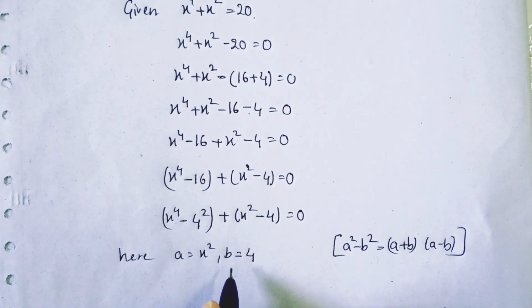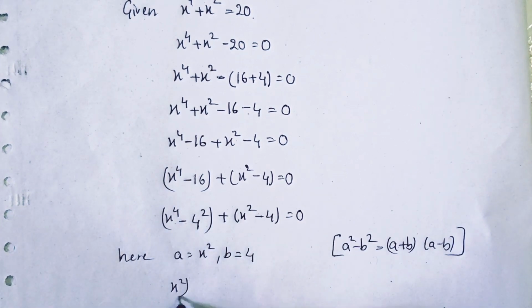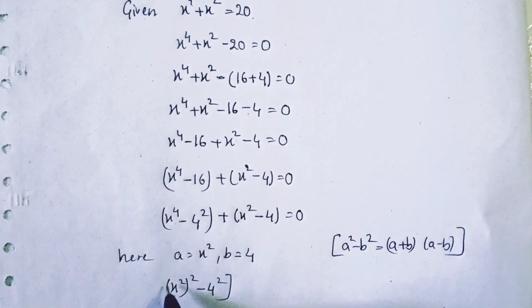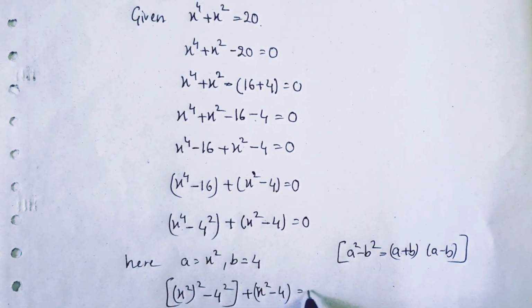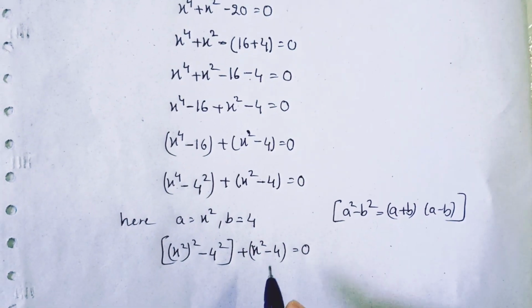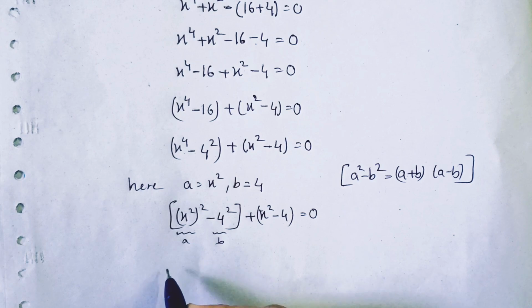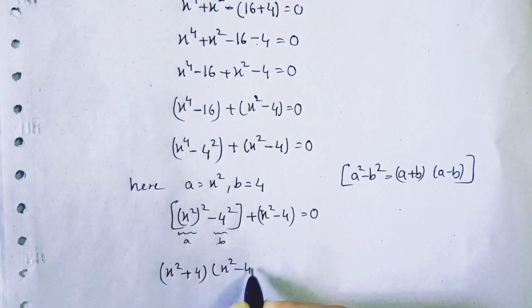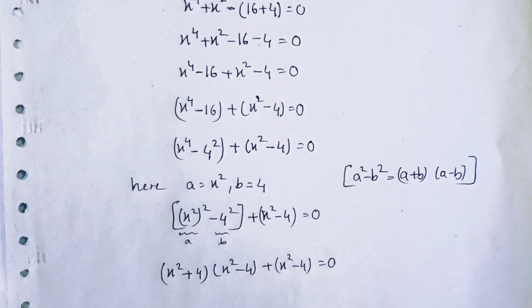Don't get confused here. Let me write it again, I just wanted to make it clear. x square whole square minus 4 square plus x square minus 4 equal to 0. Now it's clear for you. So this is a and this is b. According to this formula, it is x square plus 4 into x square minus 4, plus x square minus 4 equal to 0.